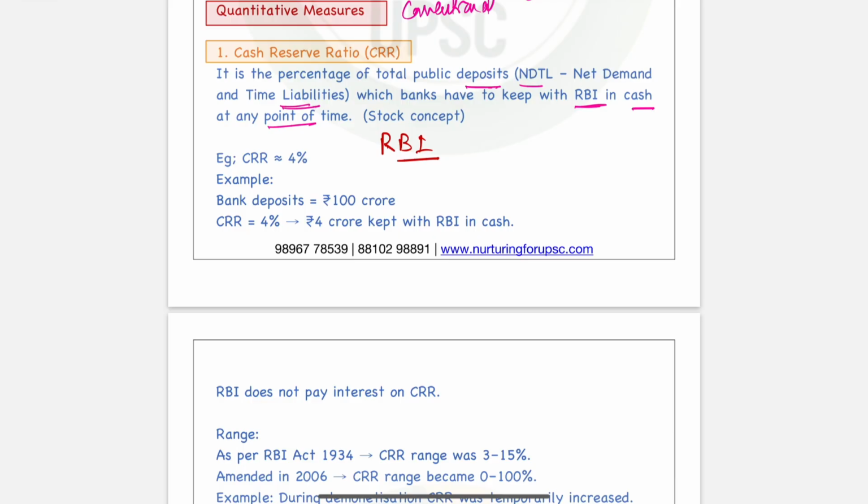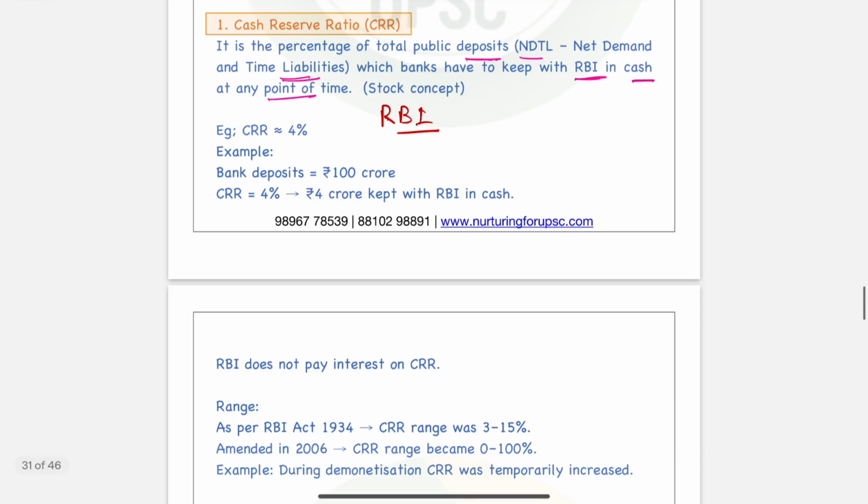In 2006 with the RBI amendment, the ceiling has been removed away. So CRR actually is the cash reserve upon the net time and demand liability.